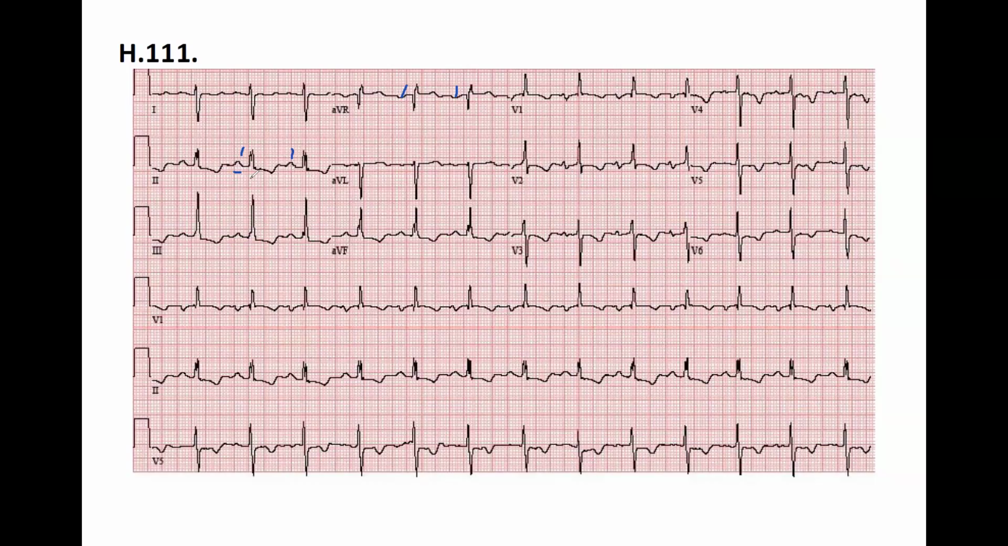Okay. Next one, PR. It's about 0.2, so it's okay. So this is not wider, so we do not have AV block. Oh, we are so lucky. Good. Should I talk about the heart rate? Yes, the heart rate.